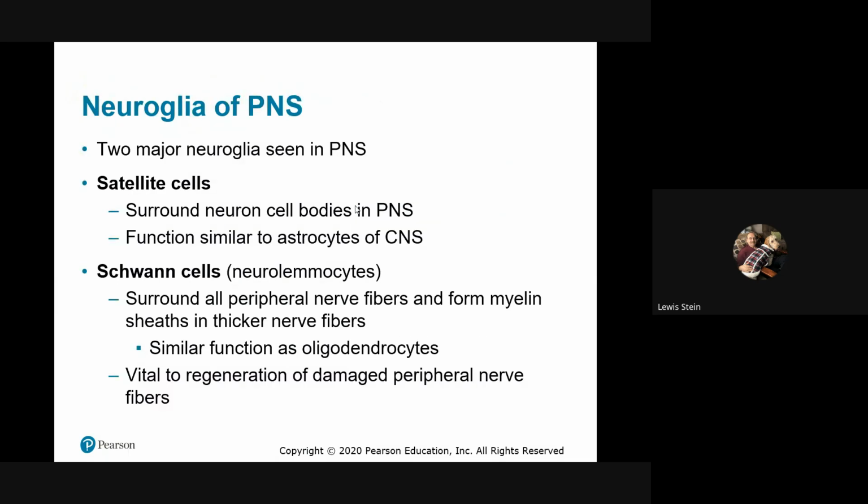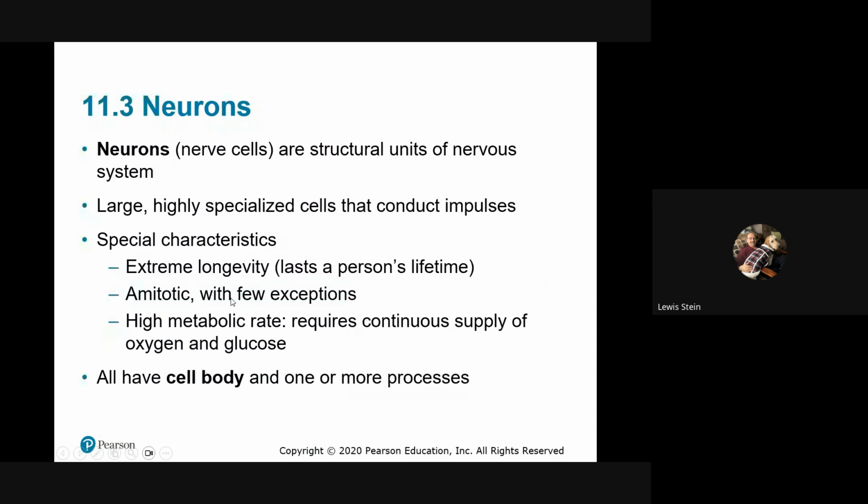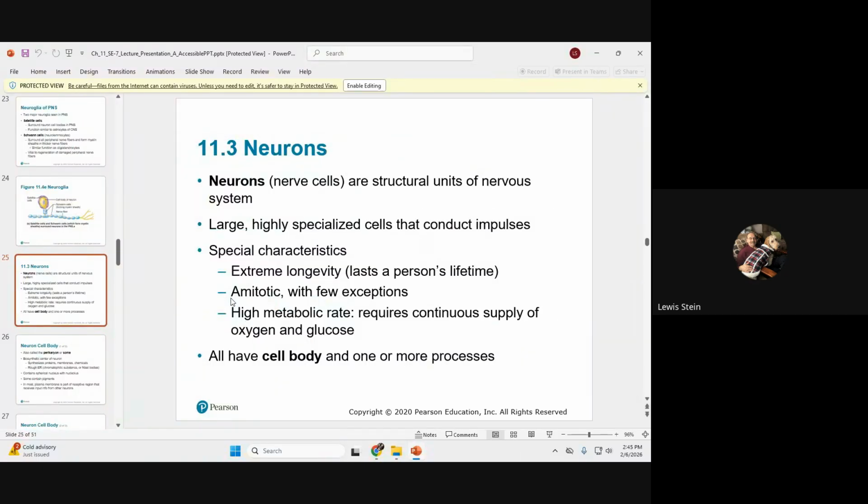It's okay. Two major neuroglia seen in the peripheral nervous system: satellite cells and Schwann cells. You see them there. The nerves themselves are a little bit different. We will start with this on Monday.